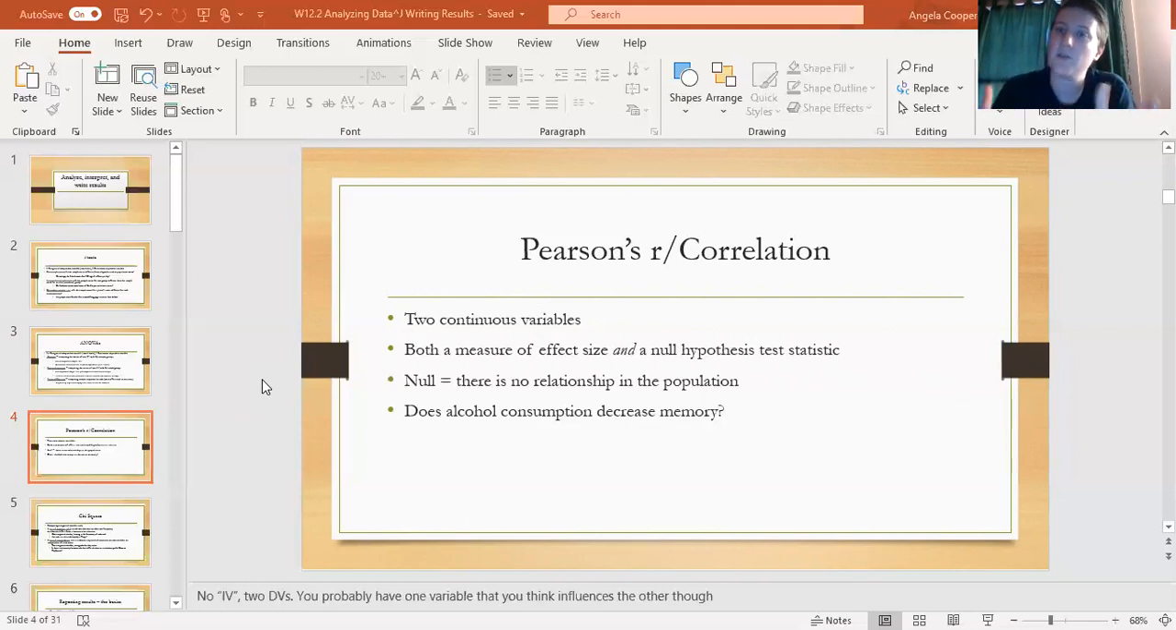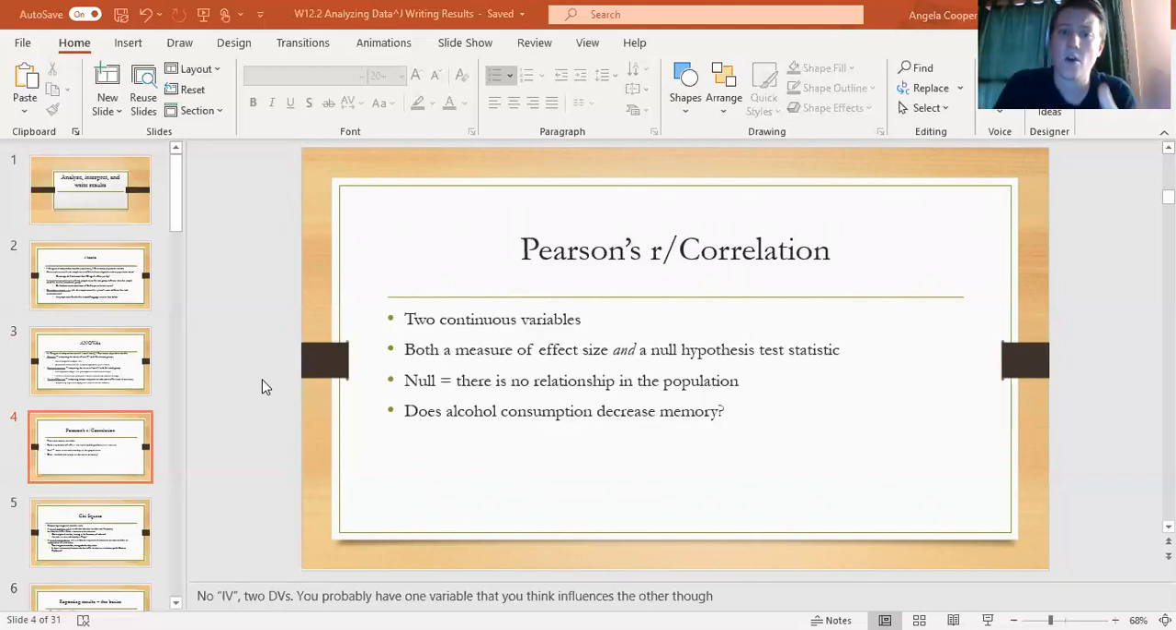But then as we do this, we have the effect size of, oh, maybe our Pearson's R is negative 0.3 or something. As alcohol increases, memory retention tends to decrease. So the more alcohol you consume, the less likely you may be to remember things.